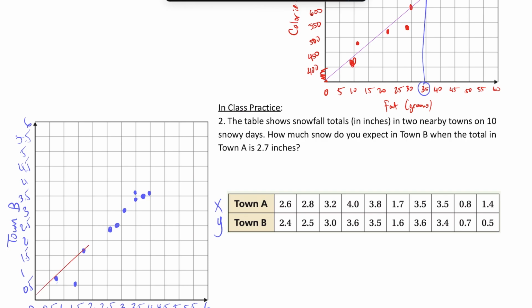If you were to draw a line, it looks like this is as close as you can get. It doesn't have to be perfect, right? So if town A is at 2.7 inches, it's right around here. But where would town B be? Well, depending on where your line is drawn, I would say maybe like 2.5 through 2.6 inches, give or take.